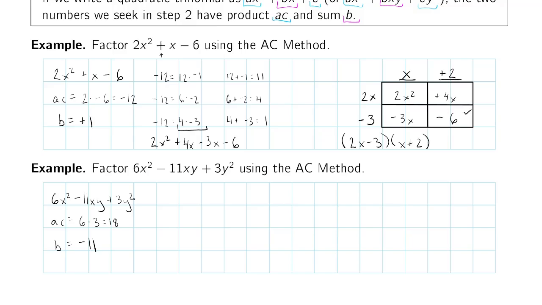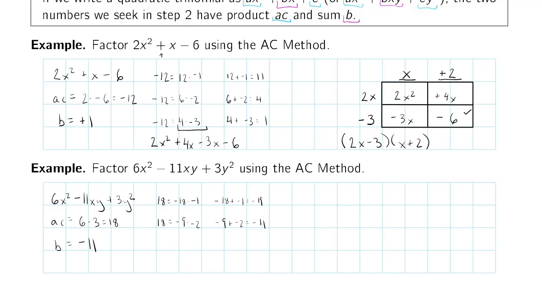So I want two numbers whose product is positive 18. So I want numbers with the same sign. Their sum is negative 11, so I want them both to be negative. So 18 is negative 18 times negative 1. Negative 18 plus negative 1 is negative 19. That wasn't what I wanted. 18 is negative 9 times negative 2. Negative 9 plus negative 2 is negative 11. Those are the two numbers I wanted, negative 9 and negative 2.